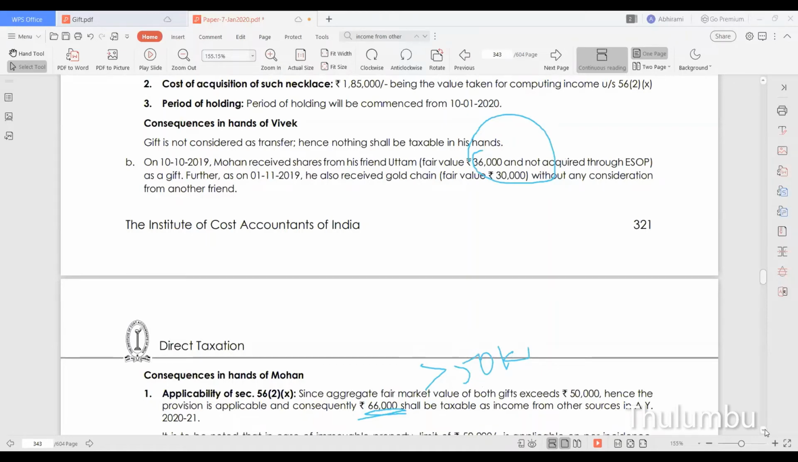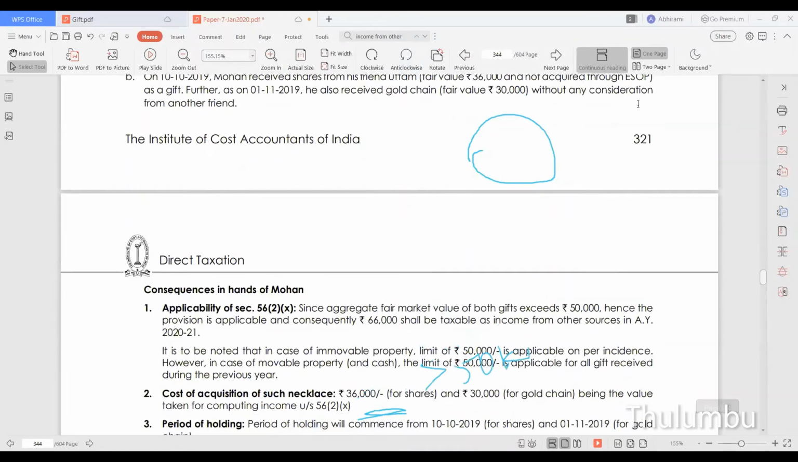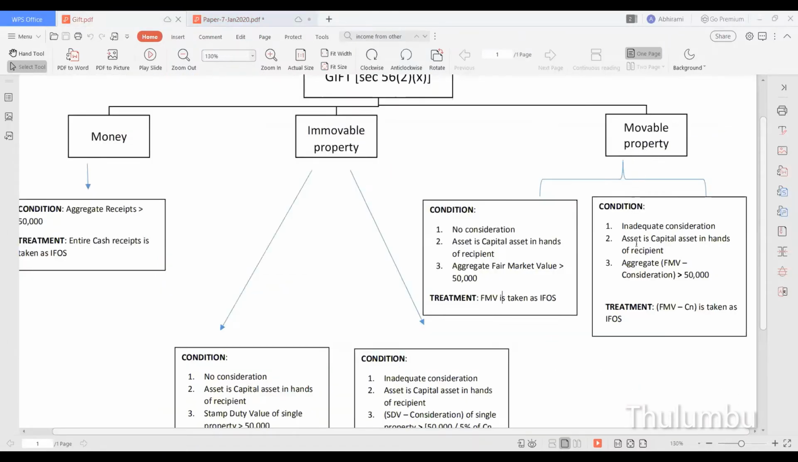So if there are two or three gifts, add all of them and check whether it is exceeding. So 66 is taxable as income from other sources. So next, gift of movable property with inadequate consideration. Inadequate means not sufficient.